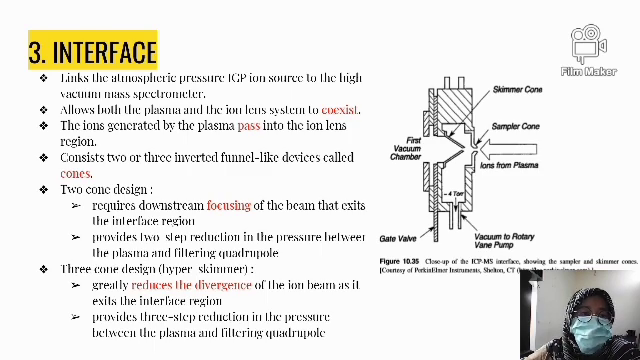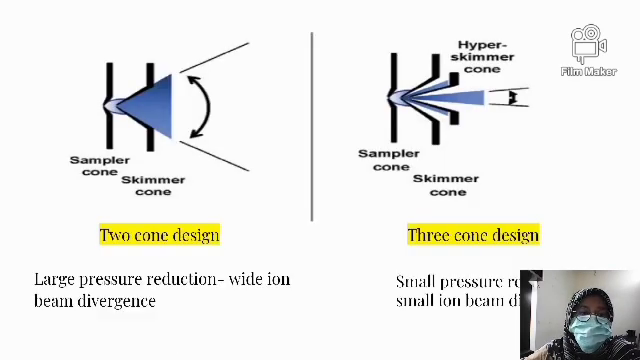The two-cone design requires downstream focusing of the beam that exits the interface region, and provides a two-step reduction in the pressure between the plasma and the filtering quadrupole. The three-cone design greatly reduces the divergence of the ion beam in the interface region. It provides a three-step reduction in the pressure between the plasma and the filtering quadrupole.